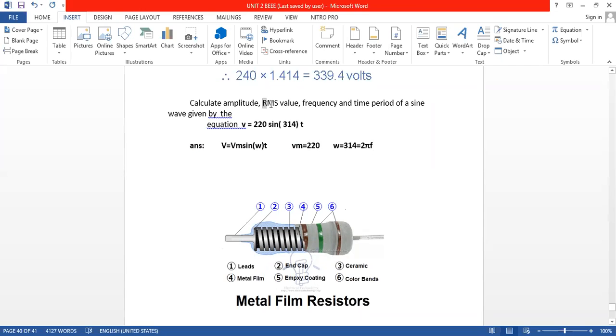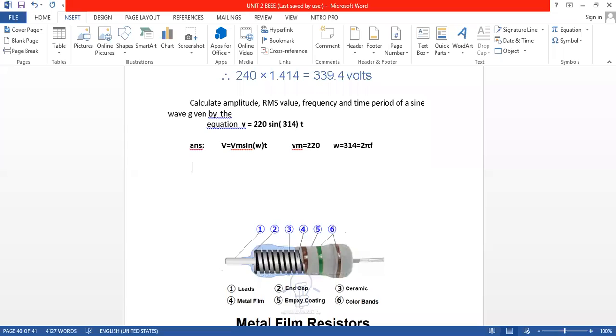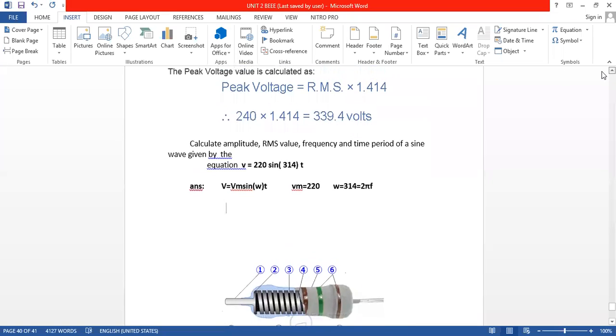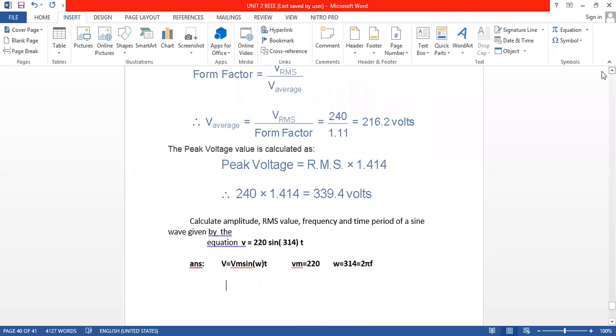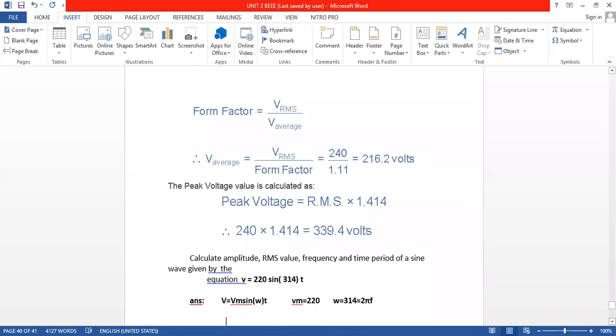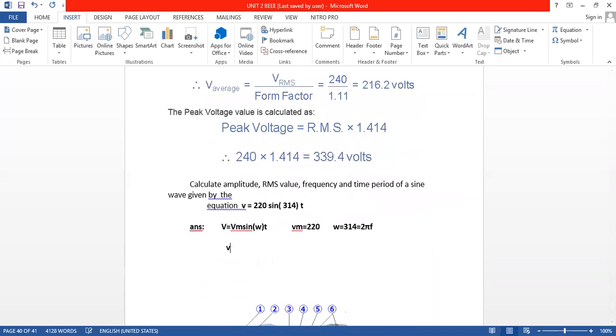Second bit, what are they asking? RMS value. Yes or no? Remember, I should calculate the RMS value. Resistor is not given, so we cannot write I into R. So what is the formula for RMS value? VRMS equal to, always remember, 0.707 into Vm. VRMS equal to 0.707 into Vm.